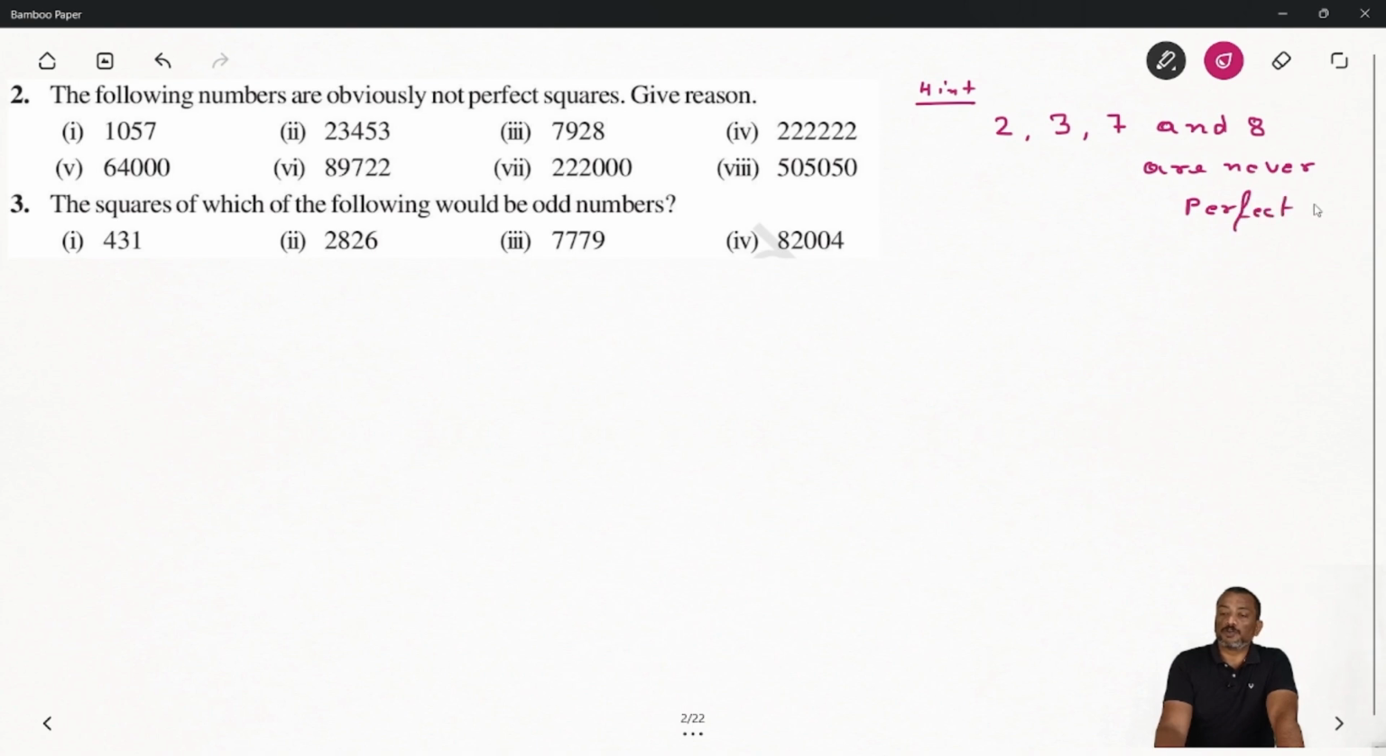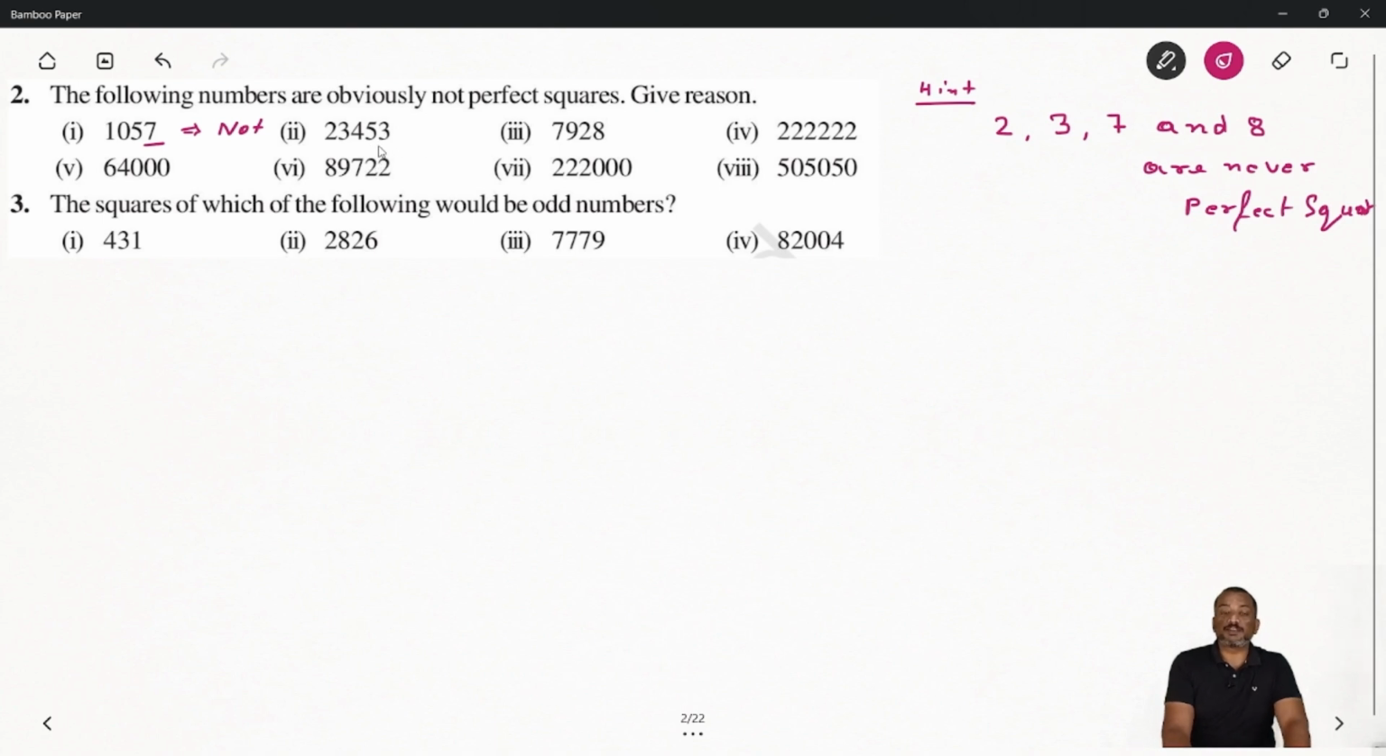ठीक है। तो अगर किसी भी नंबर के यूनिट प्लेस पे ये 4 डिजिट हैं 2, 3, 7, 8 सो वो कभी भी परफेक्ट स्क्वायर नहीं होगा। तो इसी पे हमारा सेकंड क्वेश्चन बोला है, इसमें आप देखो कौन सा परफेक्ट स्क्वायर है कौन सा नहीं है। तो हम लोग एक एक करके करते हैं। जैसे फर्स्ट नंबर यू कैन सी इट इज 1057, यूनिट प्लेस इज 7 सो 7 इज कमिंग, इट इज नॉट अ परफेक्ट स्क्वायर.